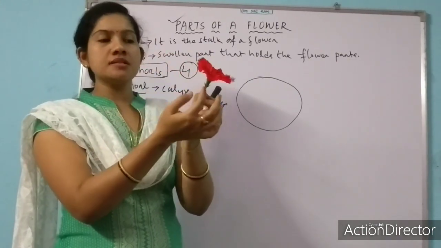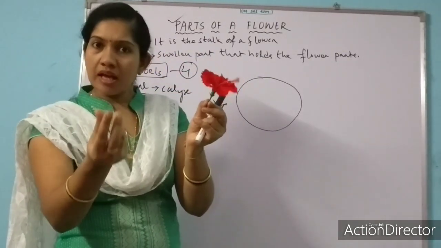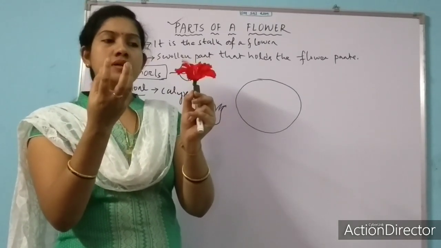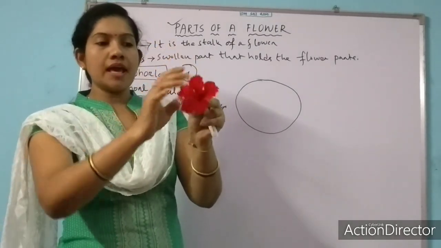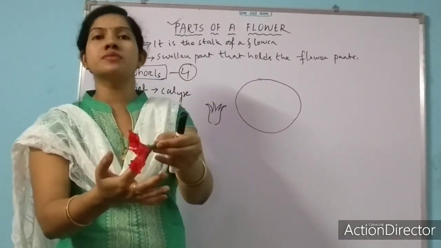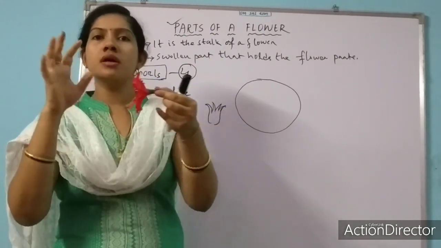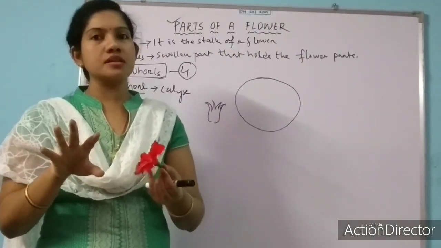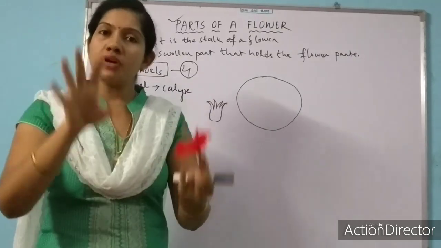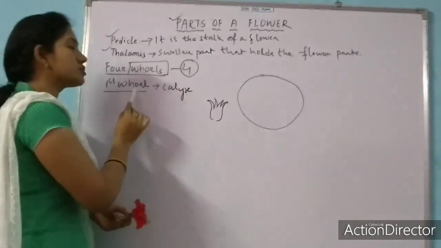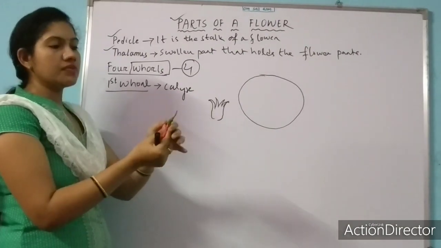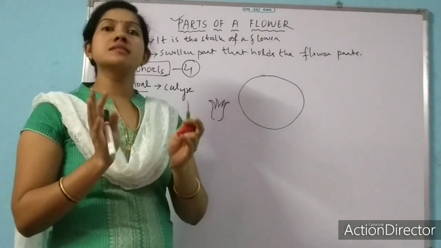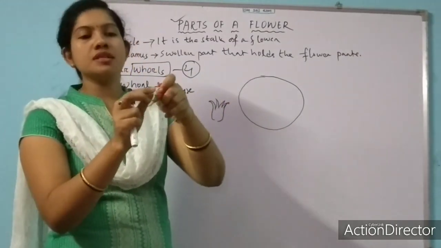Above the pedicel there is the thalamus, the swollen part. That thalamus helps the flower to keep it firmly. It holds all the whorls of the flower: the first whorl, the second whorl, the third whorl and the fourth whorl. All four whorls we will discuss. So now we are talking about the first whorl of the flower. The green part of the flower, we call it what? Calyx. What is calyx? Calyx is the collection of sepals.